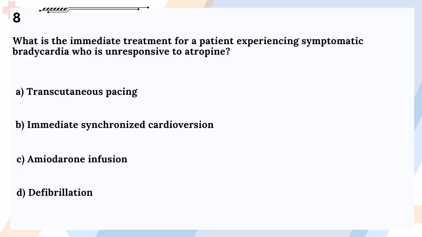Question 8. What is the immediate treatment for a patient experiencing symptomatic bradycardia who is unresponsive to atropine? A. Transcutaneous pacing. B. Immediate synchronized cardioversion. C. Amiodarone infusion. D. Defibrillation.